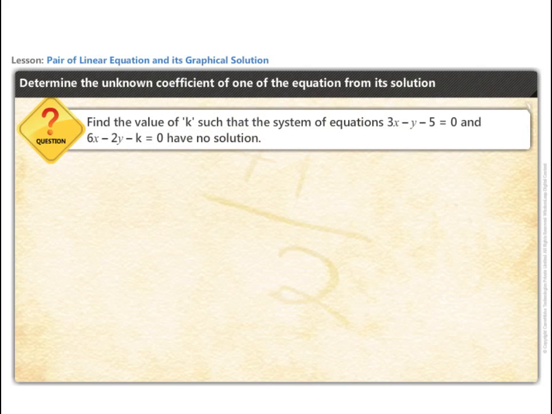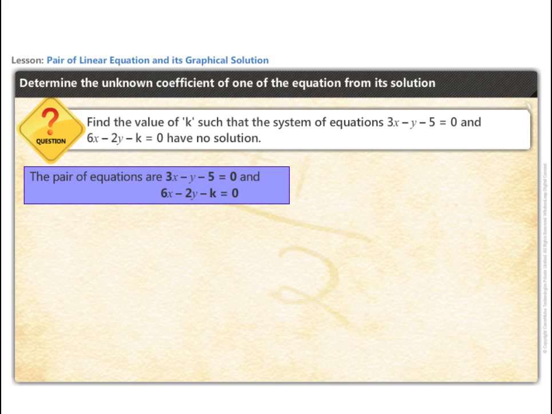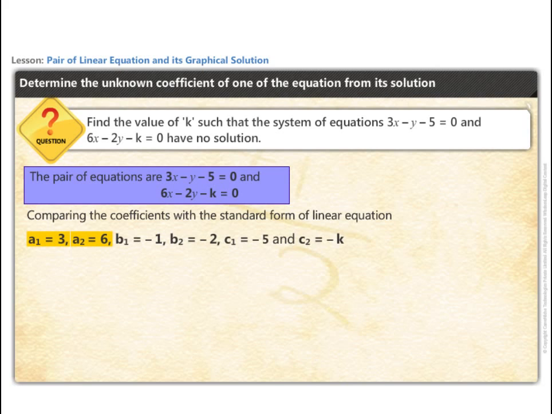Find the value of k such that the system of equations 3x - y - 5 = 0 and 6x - 2y - k = 0 have no solution. Here, the given pair of linear equations are 3x - y - 5 = 0 and 6x - 2y - k = 0. Comparing the coefficients with the standard form of linear equations, we get a1 is equal to 3, a2 is equal to 6, b1 is equal to -1, b2 is equal to -2, c1 is equal to -5, and c2 is equal to -k.